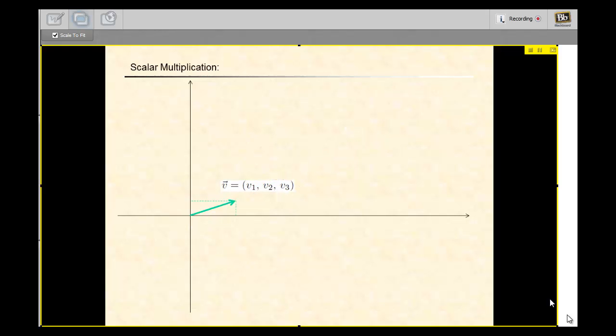So if we have a vector v equal to v1, v2, v3, then what is the negation of the vector? If we multiply -1 with that vector, that will be equal to -1 into v1, -1 into v2, and -1 into v3. We can write it like this.